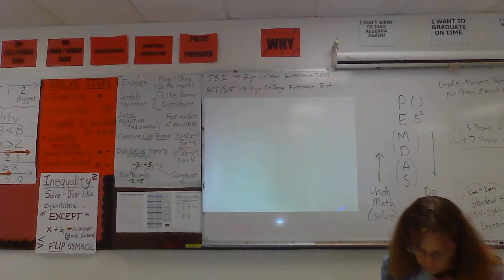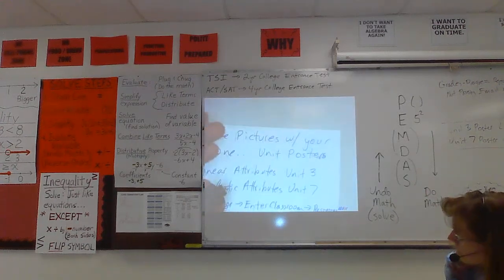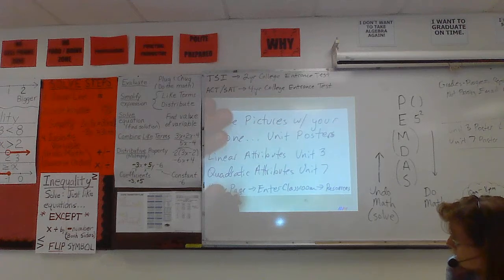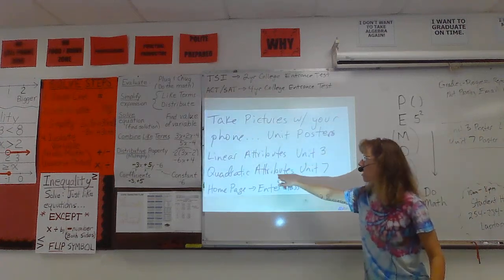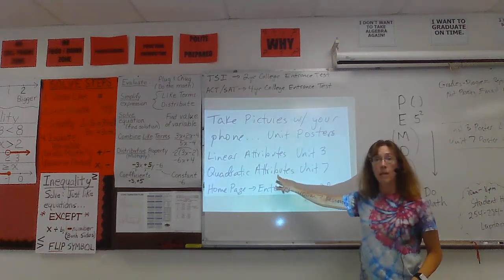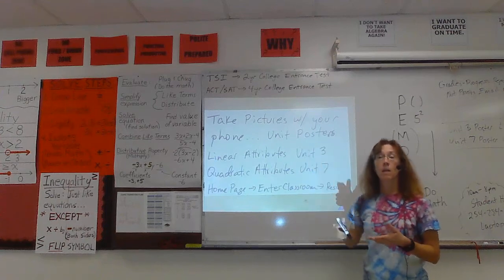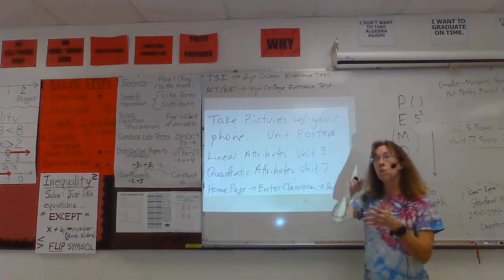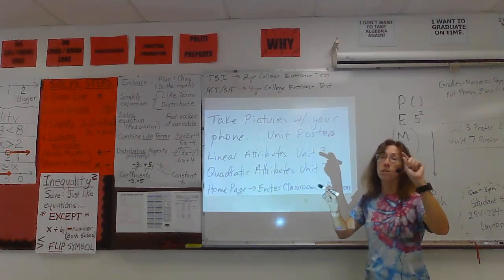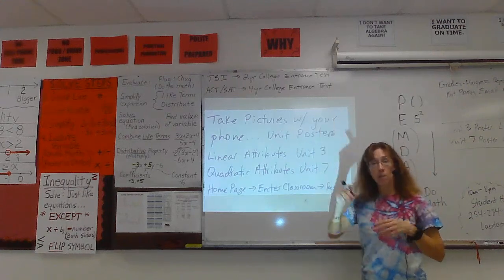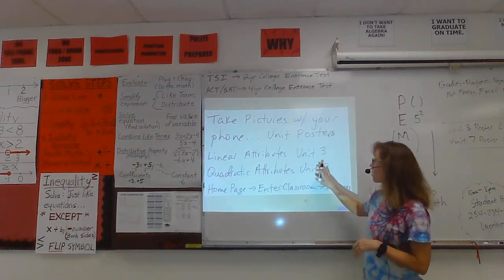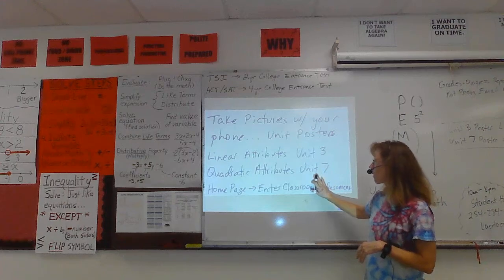All right, let's see what else we have here. There are some posters in this unit that you might need to look at, because we're doing the linear attributes and the quadratic attributes. I put them on this assignment at the beginning, where you can see what the poster looks like, and they show you where the x-intercept is in the graph, where the y-intercept is, and where the vertex is if you're looking at a quadratic. Those pictures are Unit 3 posters and Unit 7 posters.